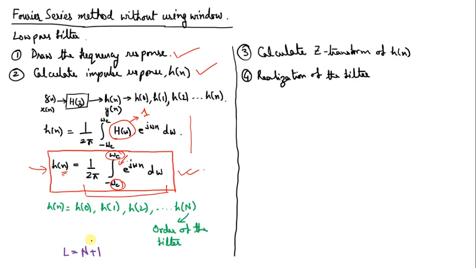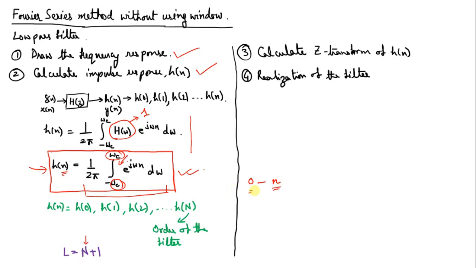Say for example, what is the length of the filter? Length of the filter is given by capital N plus 1. What is capital N? N is the order of the filter. So, in what regions should your small n values vary? Small n values should vary in the region of 0 to capital N.